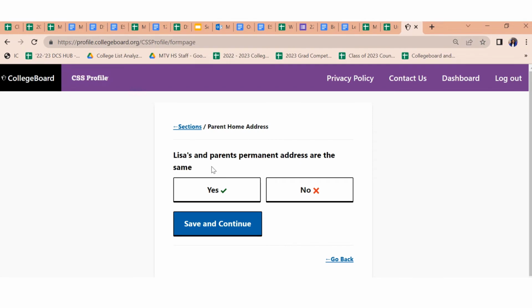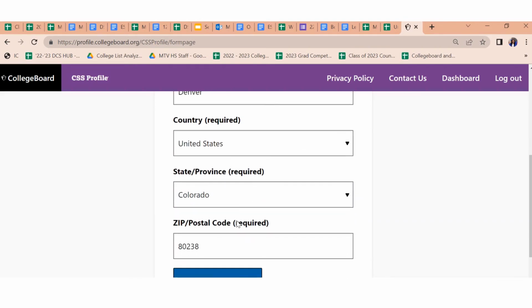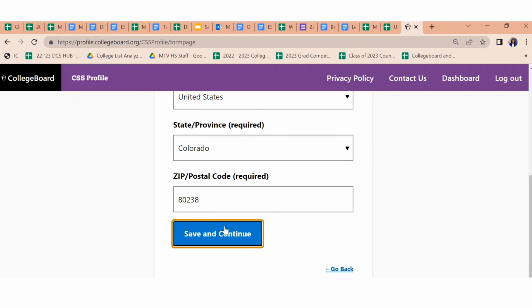This is asking if the student and the custodial parent's permanent addresses are the same. You don't have to answer this, but you can put yes. And it will ask you to double check and verify the address, and then you will continue.